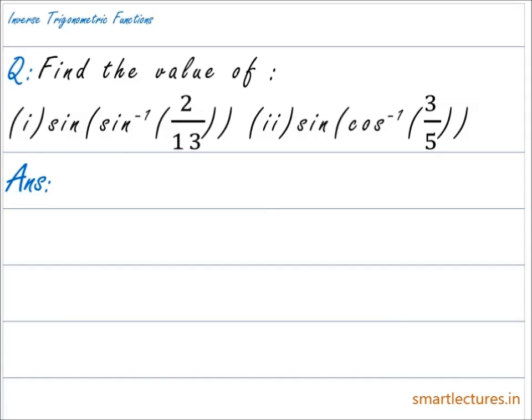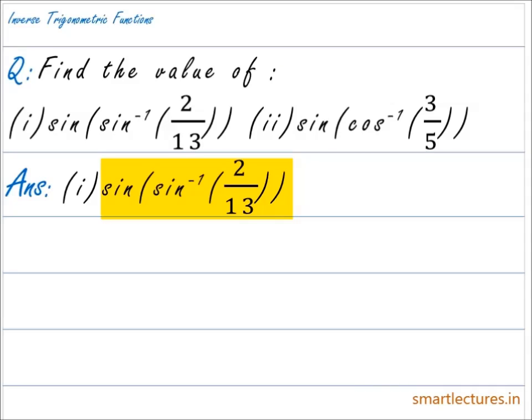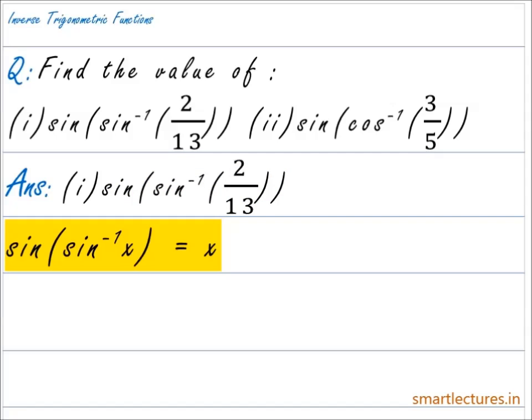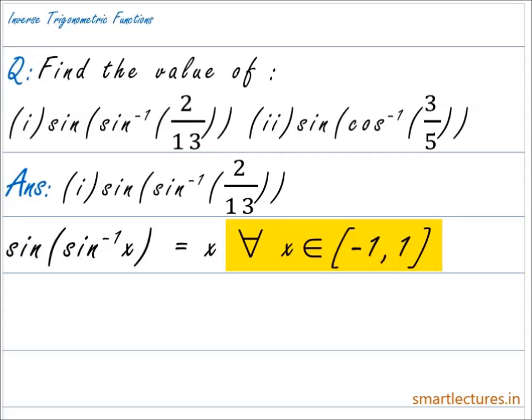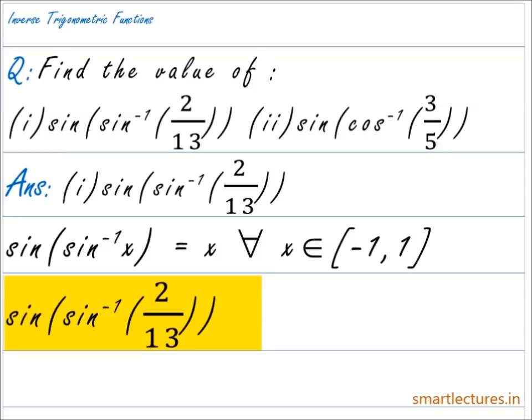So first, let's solve the first part. Sine of sine inverse 2 upon 13. As per properties of inverse functions, you know it very well that sine of sine inverse x is equal to x for all x which lie in the interval -1 to 1. Here x, which is 2 upon 13, lies between -1 and 1. So that means sine of sine inverse 2 upon 13 is equal to 2 upon 13.